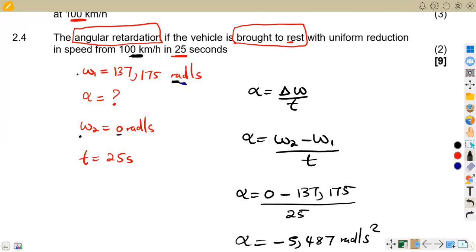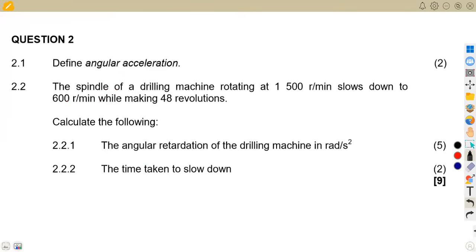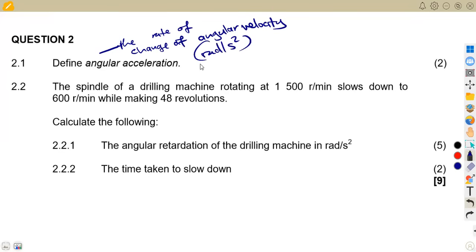Let us check the other part here. Here we are asked to define angular acceleration. As we have been talking about, angular acceleration simply means the rate of change of angular velocity. And remember, this is measured in rad per square second. All right, so that's it.